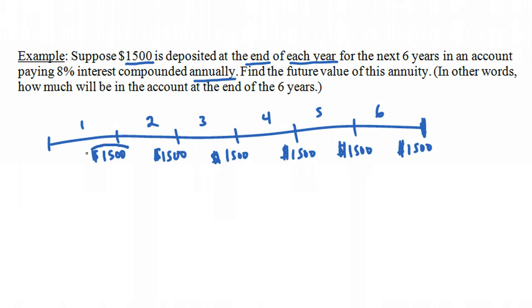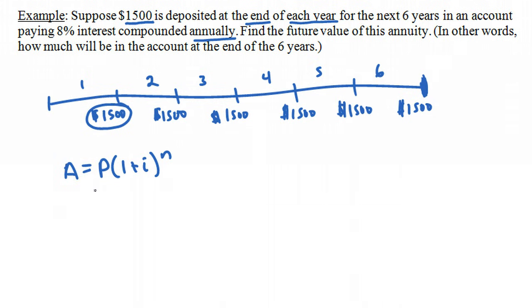Let's look first at this first $1,500 payment. How much will that be worth at the end of this time? Then we'll look at the next $1,500 that we put in, how much will that be worth, and we can add all these up. Remember our formula for compound interest was A equals P times (1 plus i) to the n. And we're getting compound interest.